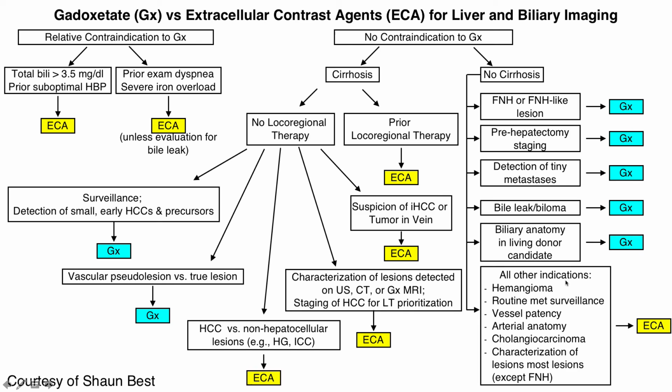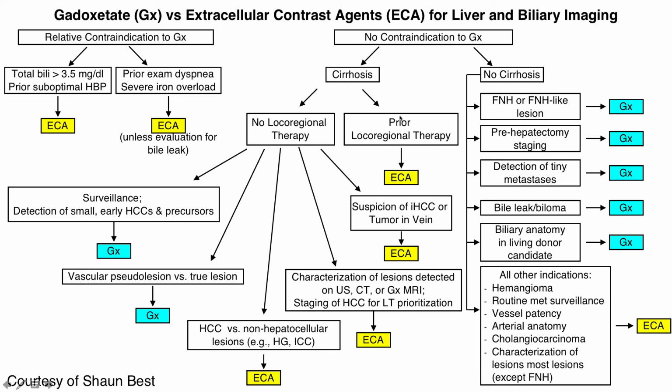In every other indication, do not give Gadoxetate, give an extracellular agent. Hemangioma, routine metastatic surveillance, vessel patency, arterial anatomy, cholangiocarcinoma, characterization of all liver lesions with the exception of FNH. Do not give Gadoxetate, give an extracellular agent. That's if the patient doesn't have cirrhosis. What if the patient does have cirrhosis?